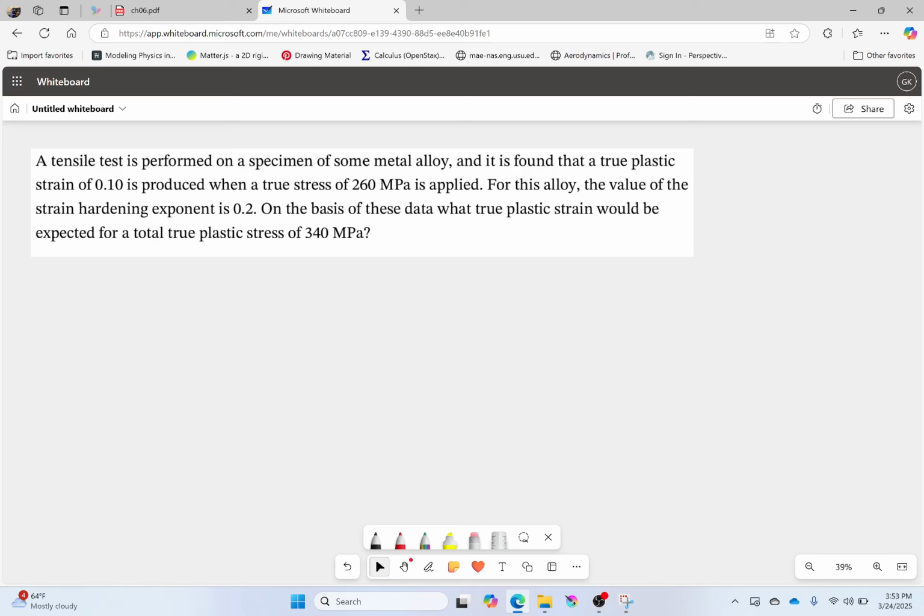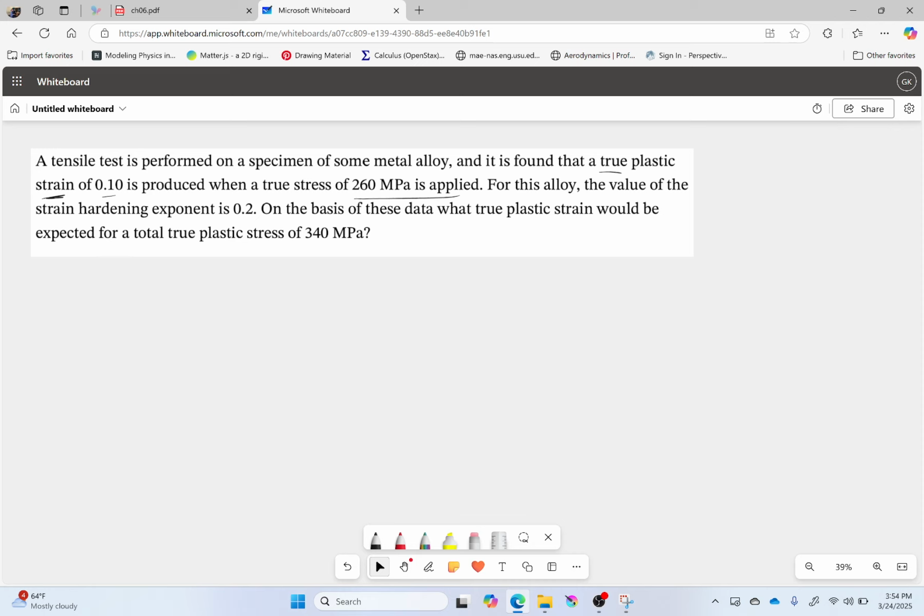Okay, buddy. Let's try another problem out here. So this is a tensile test performed on a specimen of some metal alloy. It's found that a true plastic strain, here, that's a key word, of 0.1 is produced when a true stress of 260 megapascals is applied.